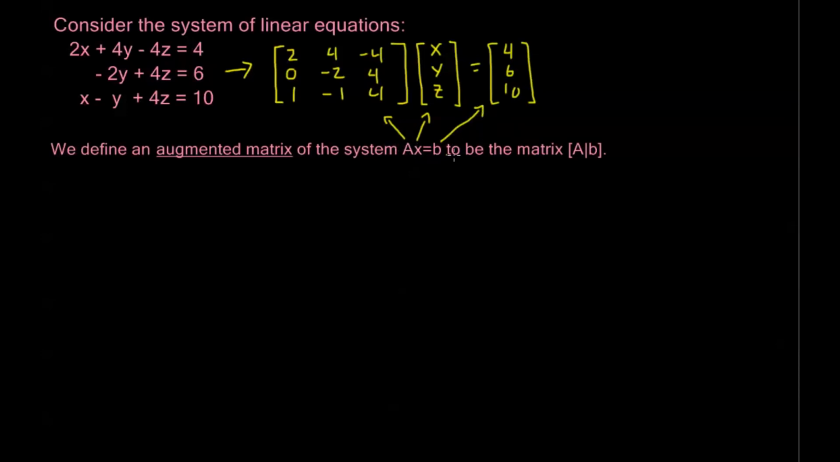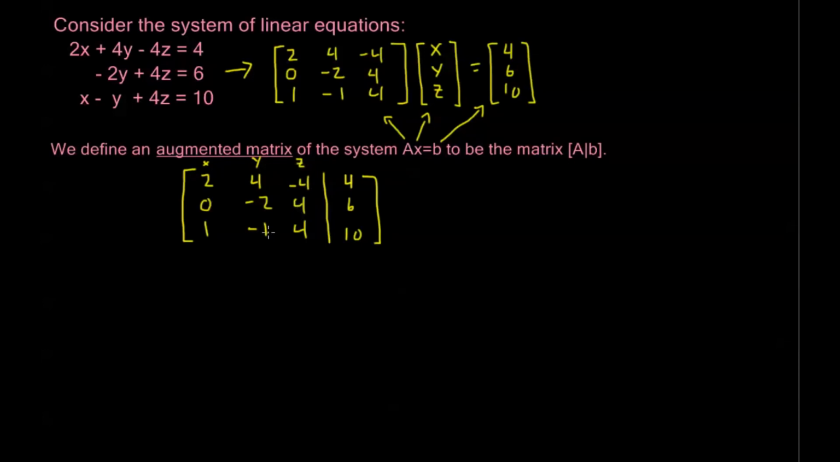So we have this system AX equals B as the system of equations, and we define the augmented matrix to be this matrix A. We found our matrix A to be 2, 4, -4, 0, -2, 4, 1, -1, 4. And then we draw a little line here. Some people use a dotted line or a bar, it doesn't matter. And we put our solution vector, 4, 6, 10. All right, so we have our matrix with our solutions. Now, really what we should be thinking here is this column represents the x's, this column represents the y's, and this column represents the z's.